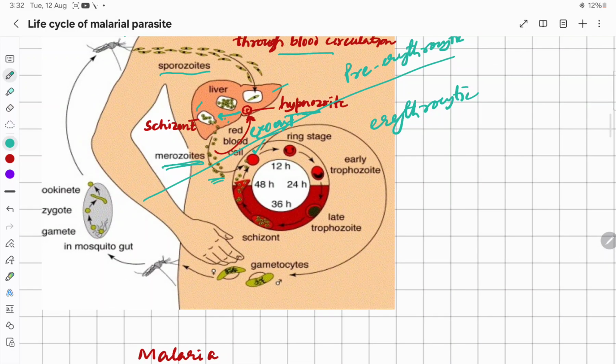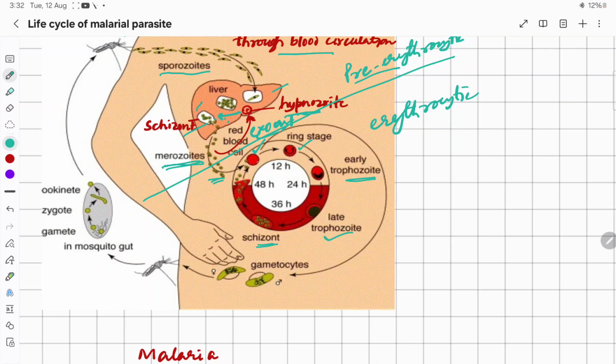In the RBC, in the erythrocytic stage, first it looks like a ring, so ring stage, then the early trophozoite or growth stage, then the late trophozoite stage, finally it becomes the schizont stage, like in case of pre-erythrocytic stage. And the schizont then bursts to release further merozoites, and these merozoites are named differently. We'll discuss that.